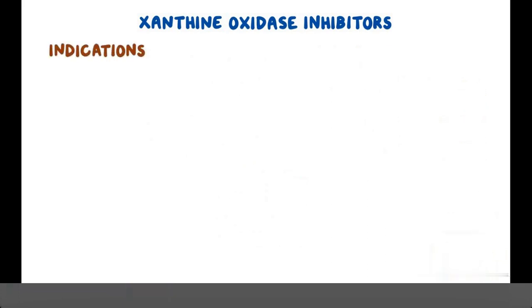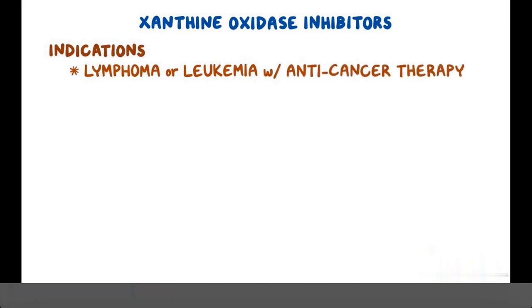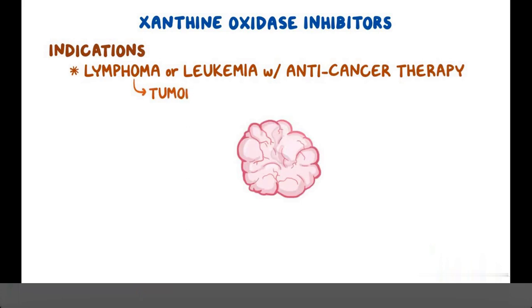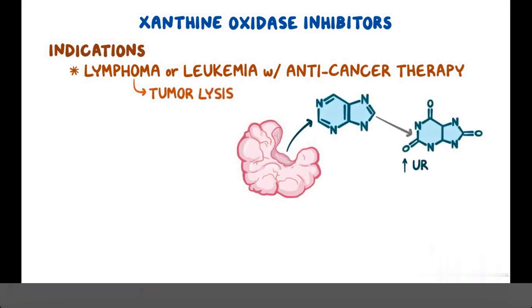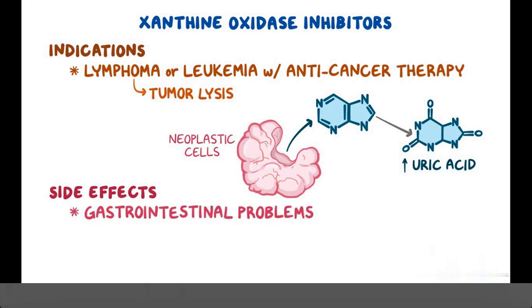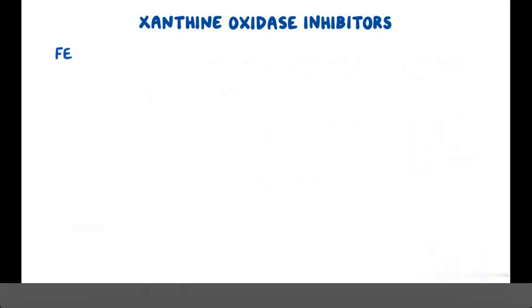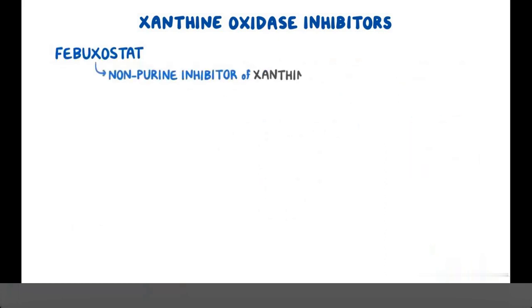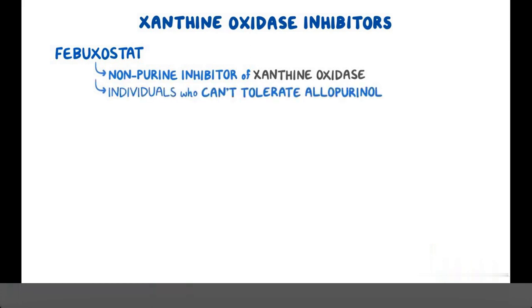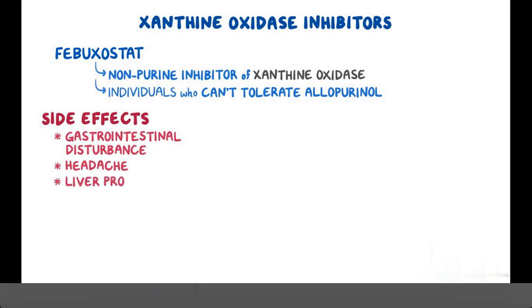Other indications for allopurinol include individuals with lymphoma or leukemia who are receiving anti-cancer therapy. These individuals are expected to experience tumor lysis, resulting in significant production of uric acid from purines that are released by the death of neoplastic cells. Common side effects of allopurinol include gastrointestinal problems and rash. On the other hand, febuxostat is a non-purine inhibitor of xanthine oxidase, and it's reserved for individuals who can't tolerate allopurinol. Common side effects of febuxostat include gastrointestinal disturbance, headache, and liver problems.